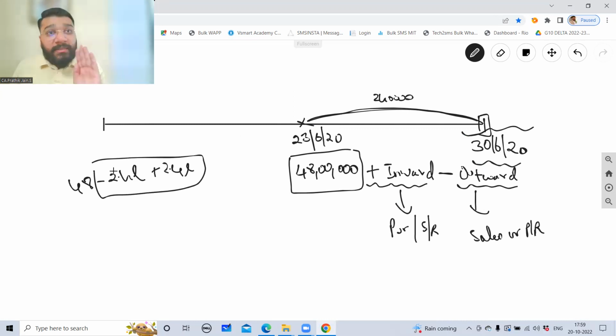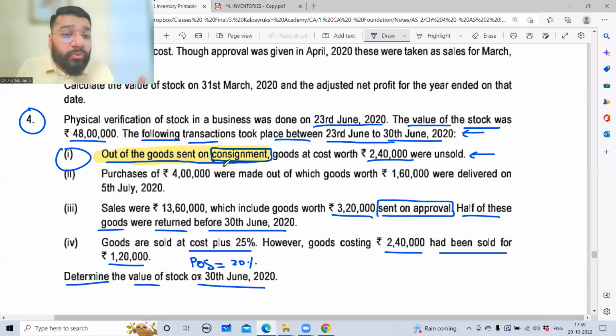Correct? This is the right solution if the assumption is that the goods are sent between this period, 23rd June to 30th June. But when ICAI has solved this question, they have not taken this assumption. The assumption they have taken is that these goods of 240 were sent long back.